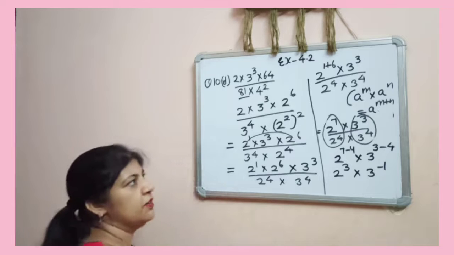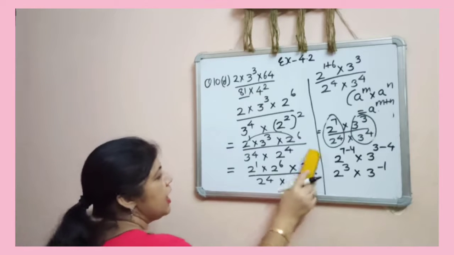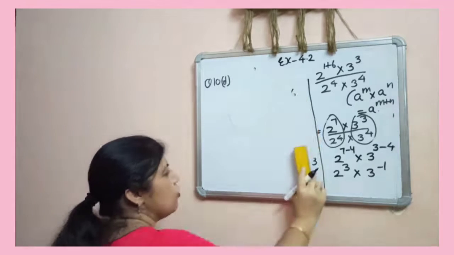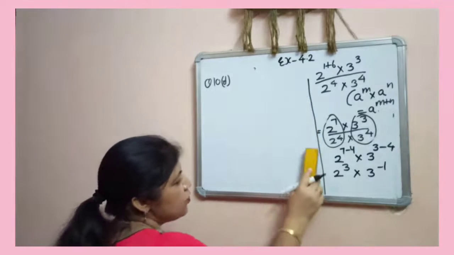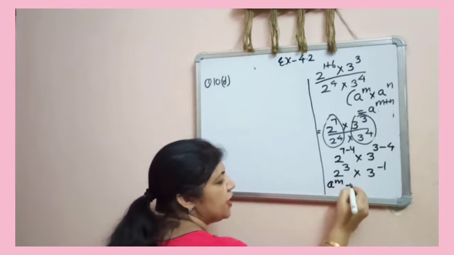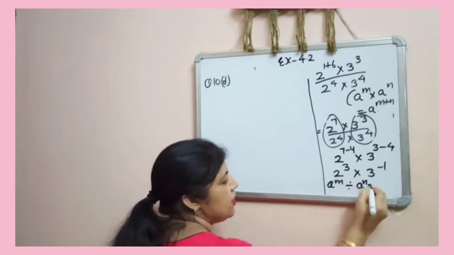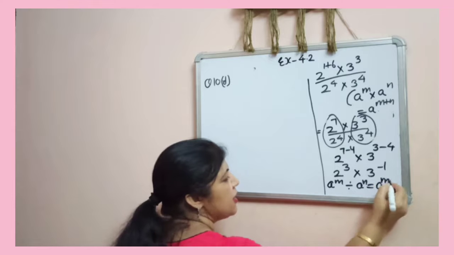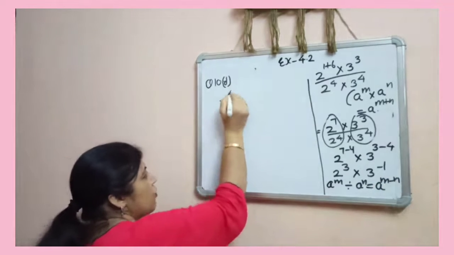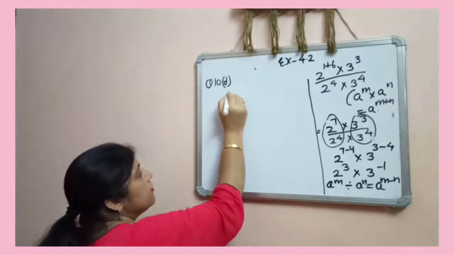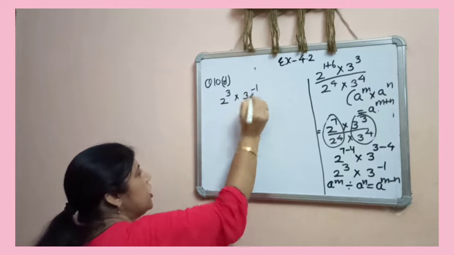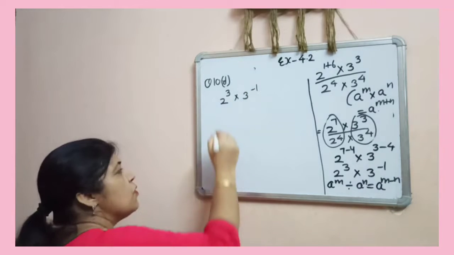So you will get 2 raised to the power 3 into 3 raised to the power minus 1. Now you also have to write the law. Which law have we used here? a raised to the power m divided by a raised to the power n is a raised to the power m minus n. Now we have 2 raised to the power 3 into 3 raised to the power minus 1.